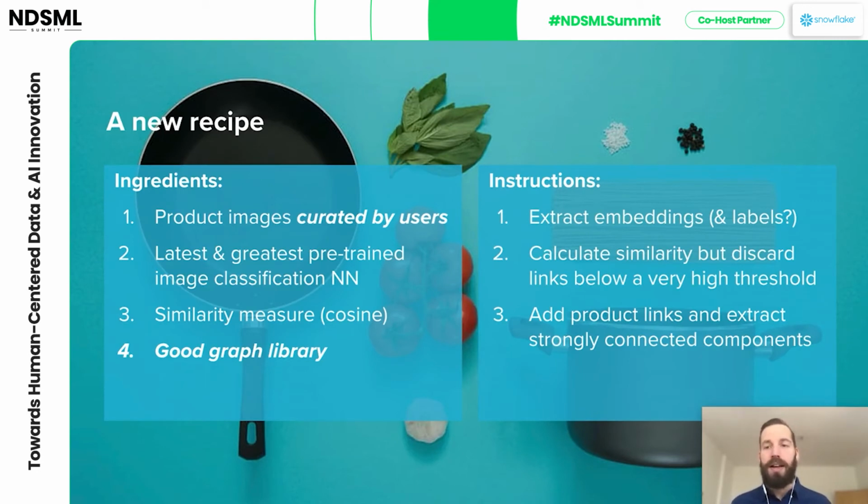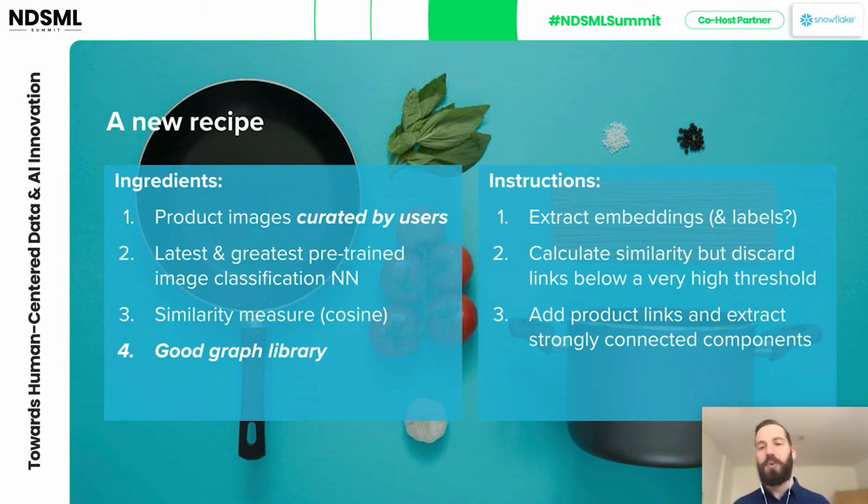So what did we end up with? A new recipe. We start by looking at product images, but only the ones that were curated by the merchants. We take a neural network, extract embeddings, calculate cosine similarity, but we also use a good graph library instead of a clustering algorithm. And what we do, we take the embeddings. We maybe use the labels, well, sometimes just for filtering, but generally we discard them. And we overlay this with the product information that we have.